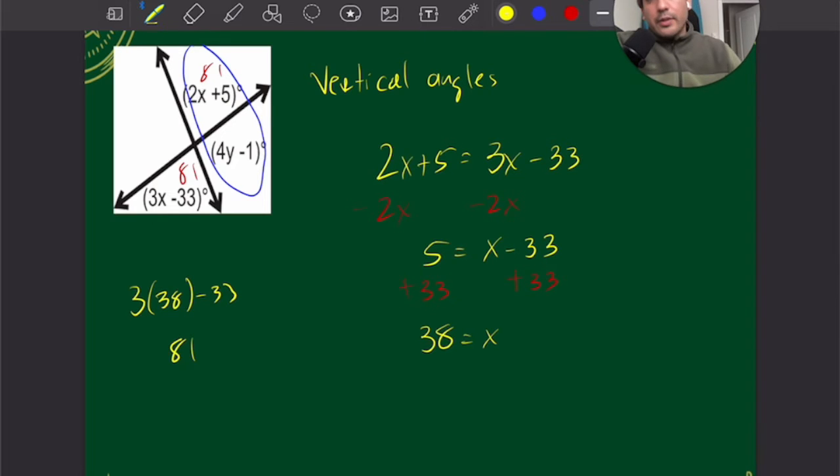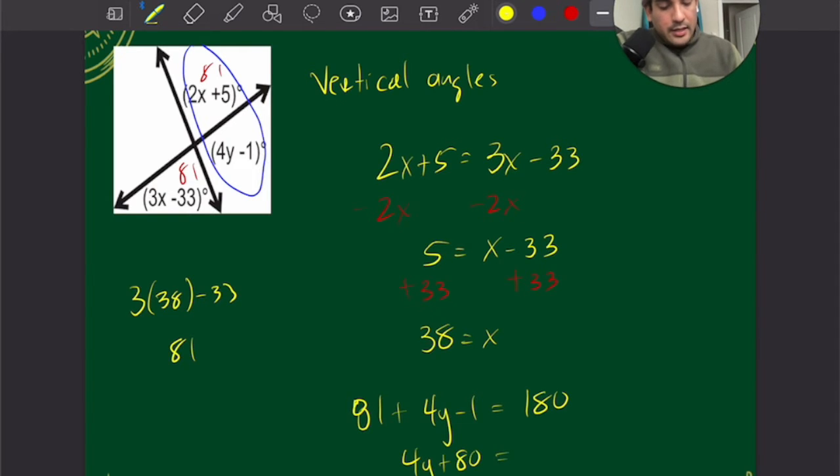They are supplementary. So we're going to go ahead and add them up and set them equal to 180 degrees. So I have 81 plus 4y minus 1 is equal to 180. Combine like terms, so I have 4y plus 80 is equal to 180. I'm going to go ahead and subtract the 80 to the other side.